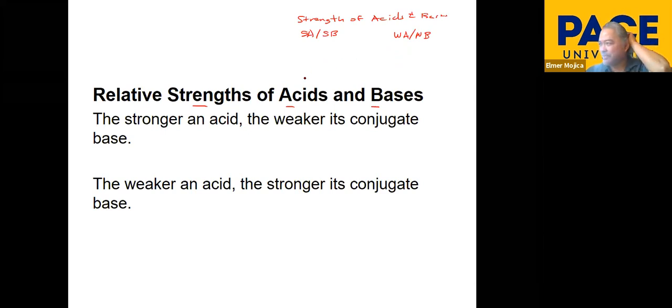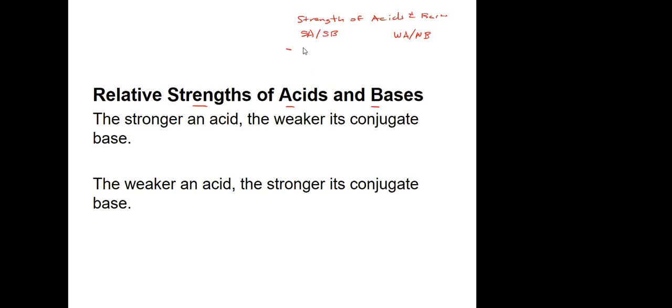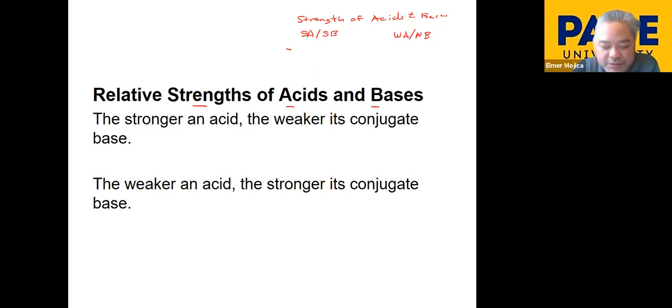Does anyone remember chapter 4 in your Gen Chem 1? How do you define a strong acid? Anyone? Okay. So when we say strong acids, it's an all or nothing thing. When we say strong acids, there's 100% dissociation.